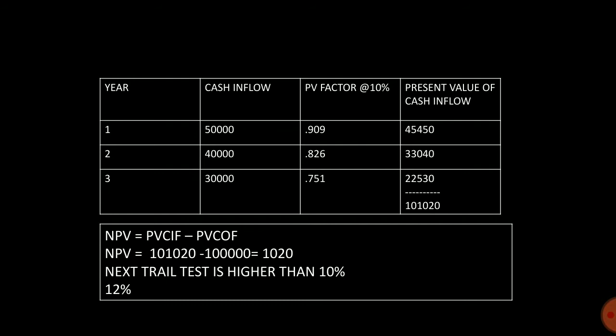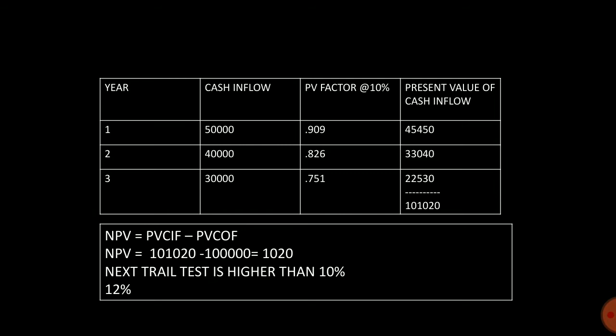First column year, second column cash inflow, and third column present value at 10% rate. Then fourth column present value of cash inflow. Year 1, 2, 3. Then cash inflows 50,000, 40,000 and 30,000. Present values are 0.909, 0.826, 0.751.